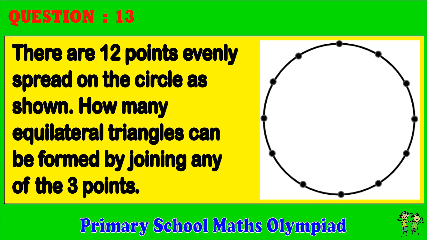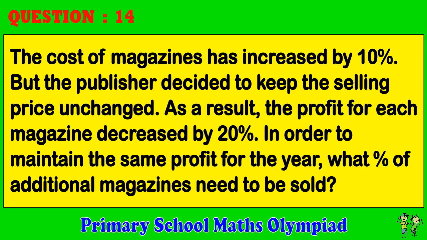How many equilateral triangles can be formed by joining any of the 3 points? Question 14. The cost of magazines has increased by 10%, but the publisher decided to keep the selling price unchanged. As a result, the profit for each magazine decreased by 20%. In order to maintain the same profit for the year, what percent of additional magazines need to be sold?